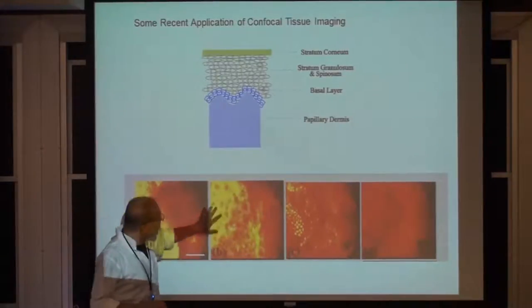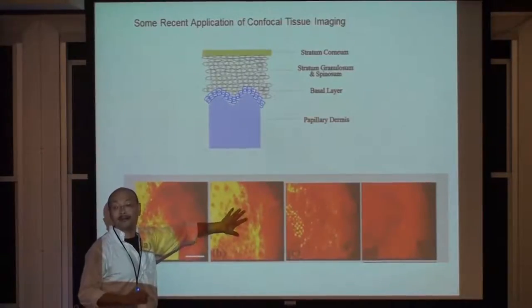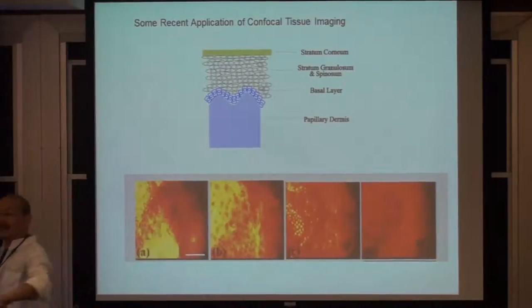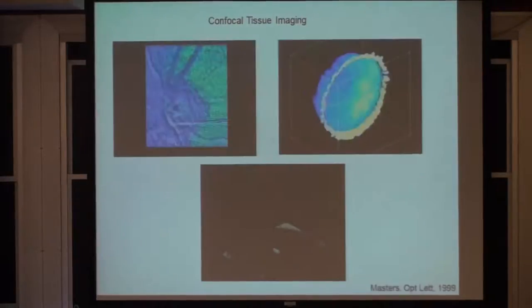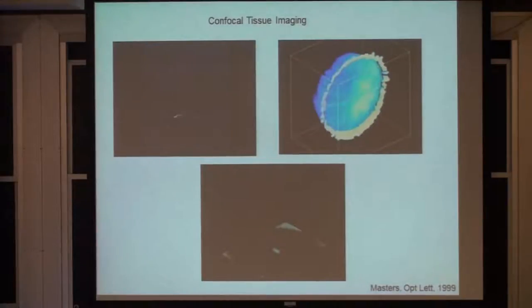And you can see a little bit, not really that well, of the keratinocyte in the layers a little bit above it. So now, using confocal for very deep imaging, as in this case, works okay, but not great.